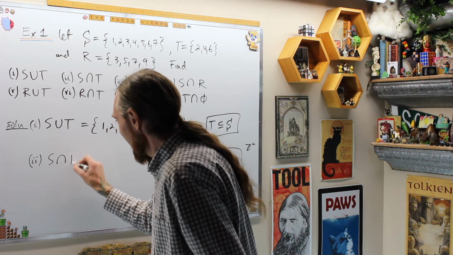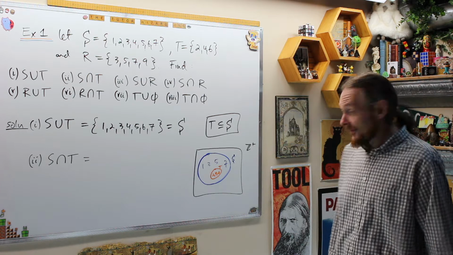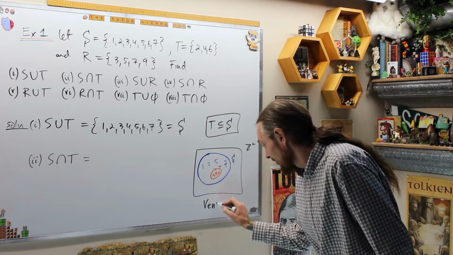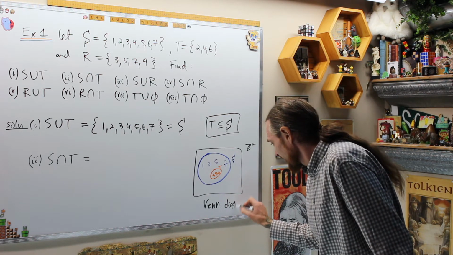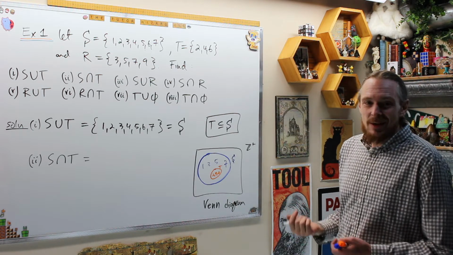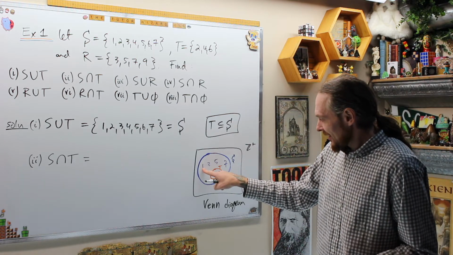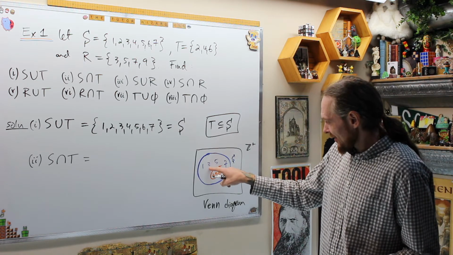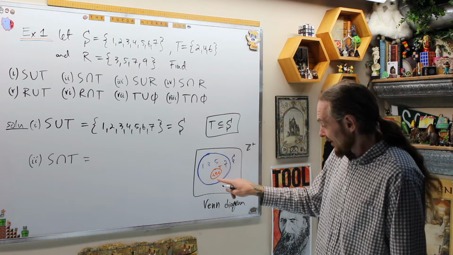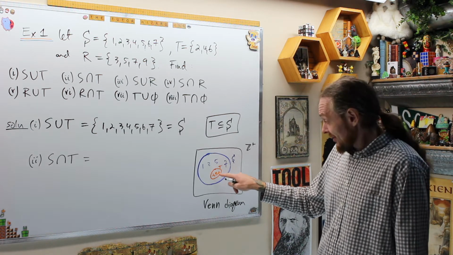what is S cap T going to be? I can use the same picture. Well, now starting from the picture, you can see the usefulness of Venn diagrams. Now I have to take anything that's in both S and T. So is this in S and T? No, it's in S, but it's not in T. And neither is this, and neither is this, and neither is this. But 2 is in S and it's in T. 4 is in S and in T, and so is 6.